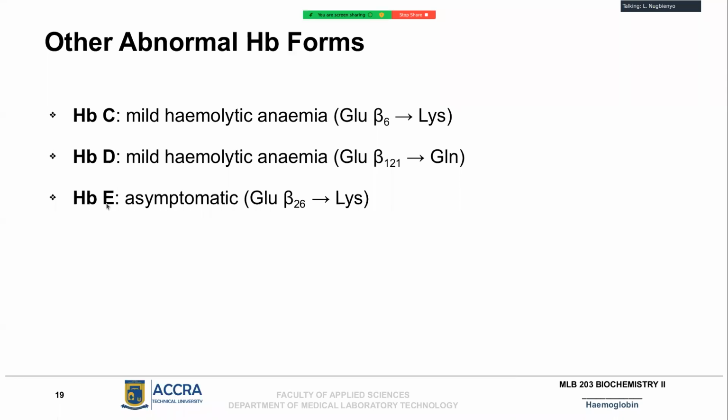And then hemoglobin E, which is asymptomatic, on the 26th position. Here we have the glutamic acid also being lysine. So you see the difference between hemoglobin E and C is that on hemoglobin C, it is the 6th position where glutamic acid is being replaced with lysine. But in hemoglobin E, it is at the 26th position that you have glutamic acid being replaced with lysine. So these are some other forms of abnormal hemoglobin.